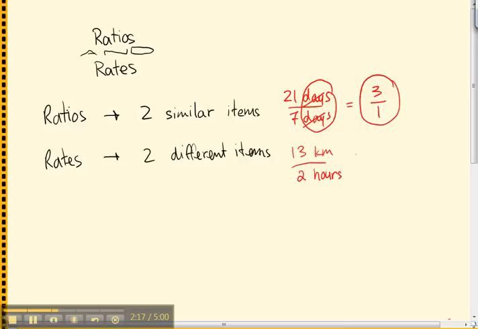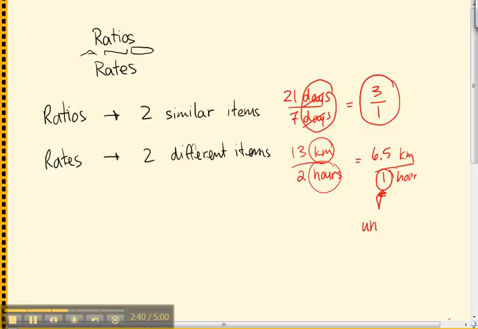So what we do is we reduce that down by dividing 13 divided by 2, which is 6.5. But don't forget the units. Kilometers divided by hours is kilometers per hour. So my rate of speed is 6.5 kilometers per 1 hour. Because my bottom unit is 1, I call that a unit rate. It's special because the bottom unit is 1. This other one is just a regular rate because the bottom unit is something besides 1: 13 kilometers every 2 hours.